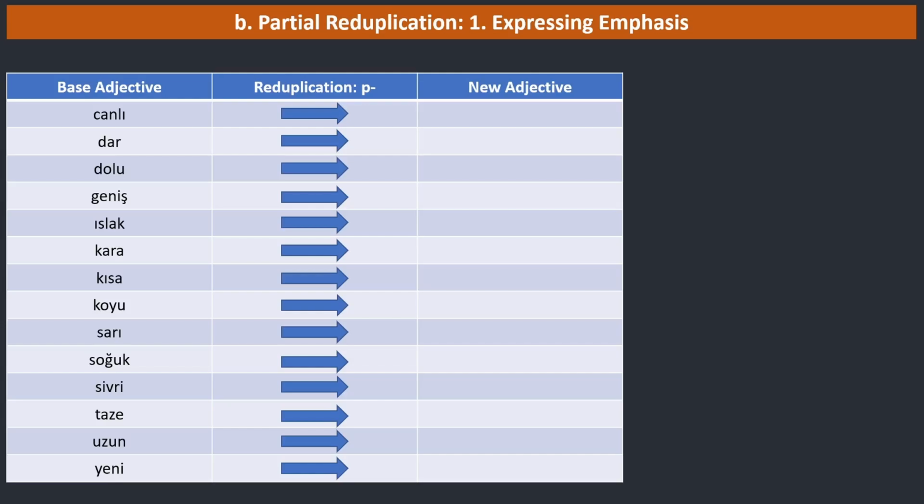So canlı means alive. So very alive. How will we say it? Cancanlı. Exactly. Very alive. Dar means narrow, I think. Yes. Opposite of wide. Dar.